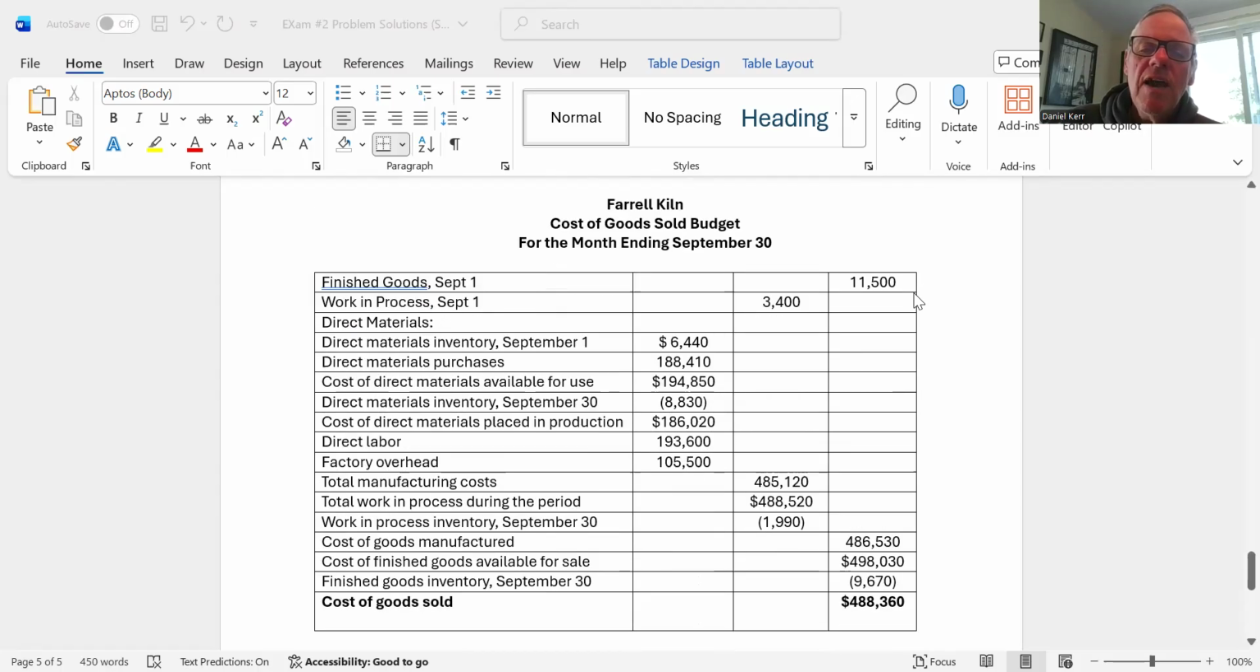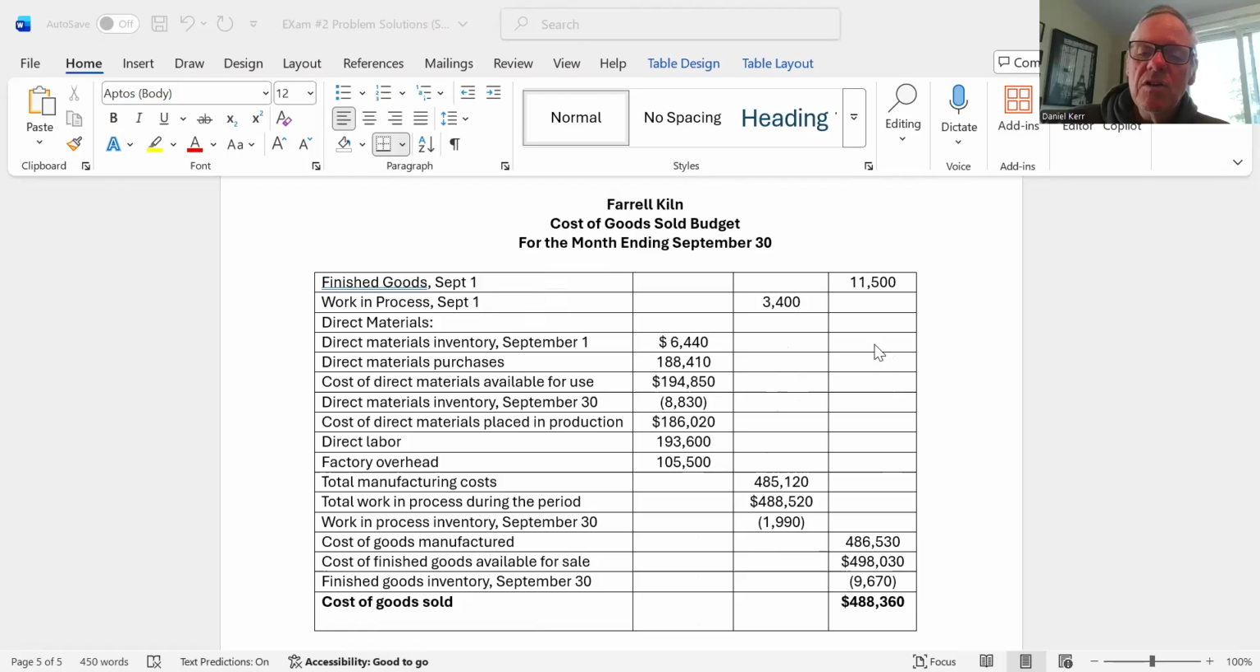Right? So first of all, you have to figure out the materials cost. So beginning raw materials plus materials purchases gives me materials available for sale minus the ending materials. So that's the materials used in production. Then you add to that direct labor. Then you add to that factory overhead. That's your total manufacturing cost. Added to the beginning work in process, that gives you your total work in process during the period minus the ending work in process. That'll give you the cost of goods manufactured.